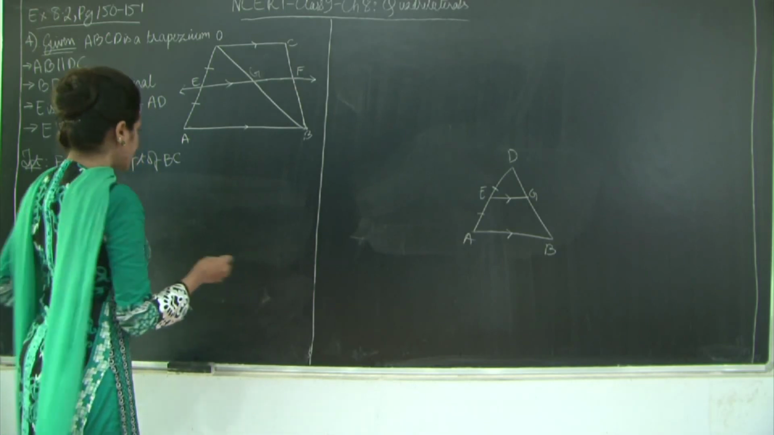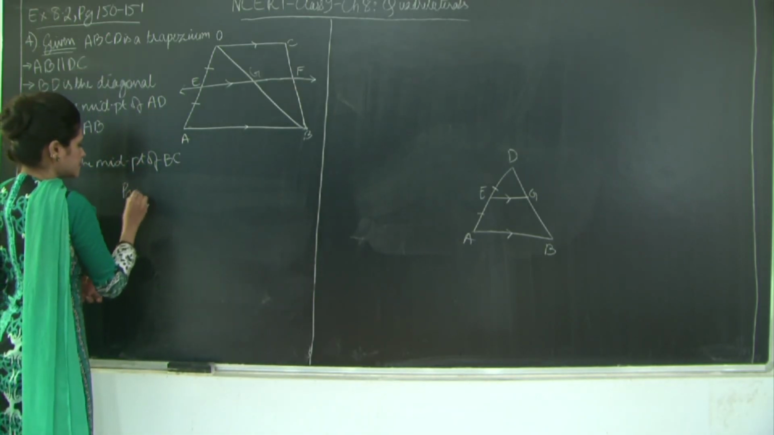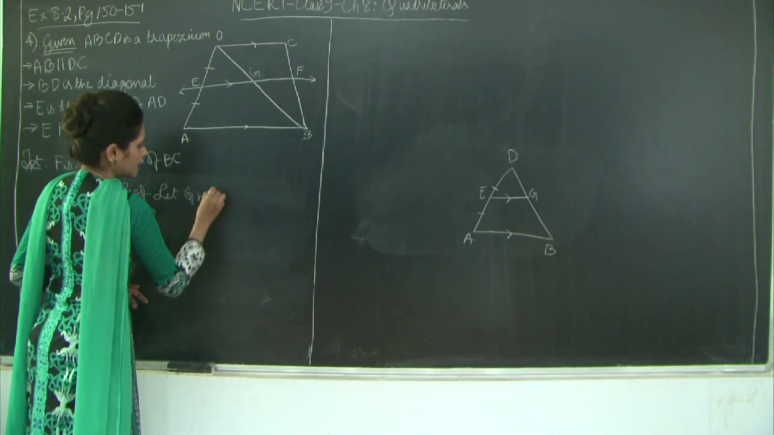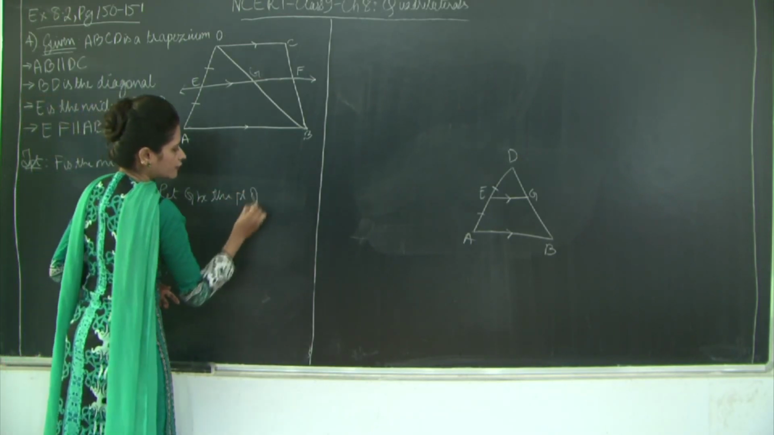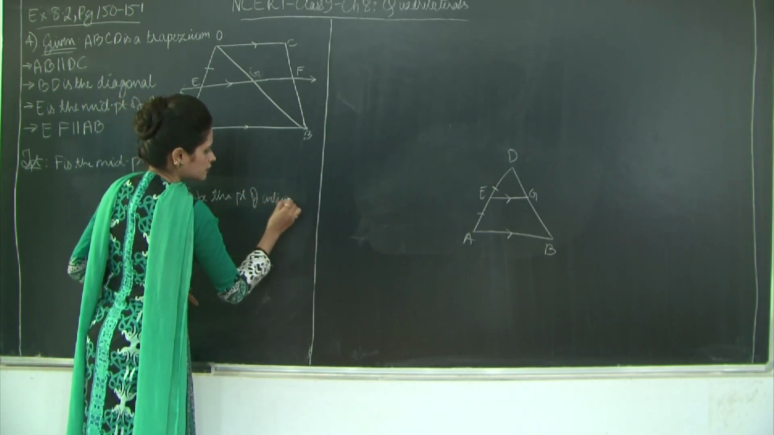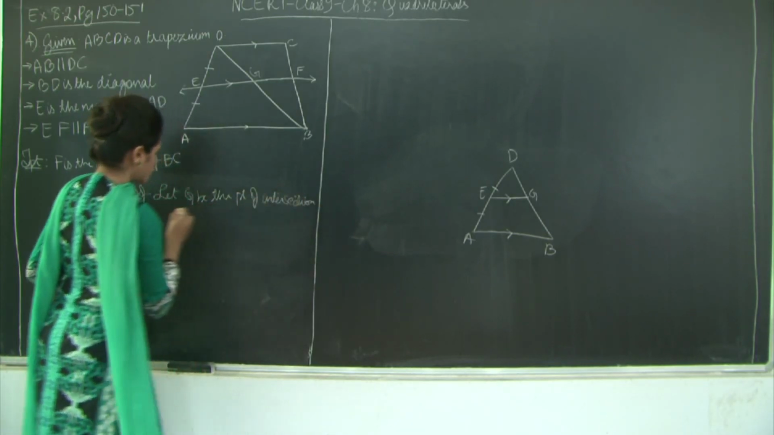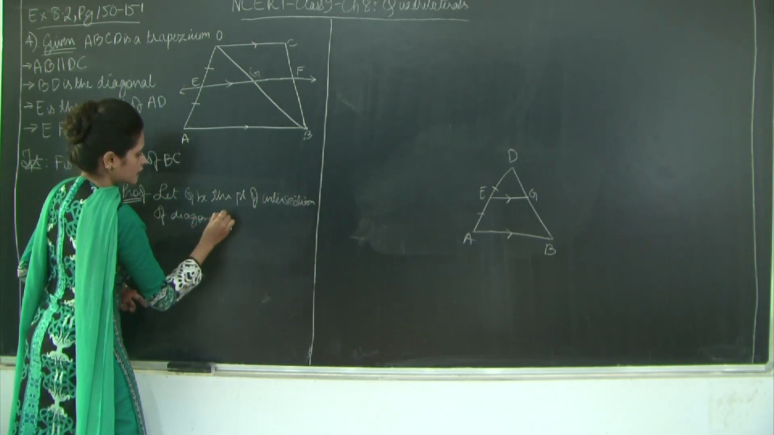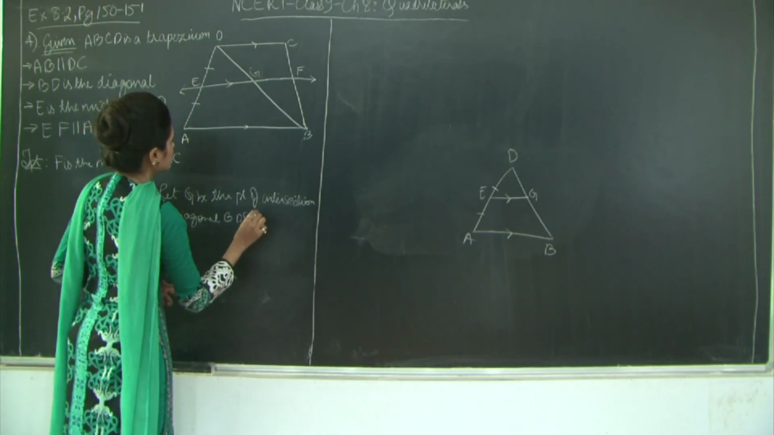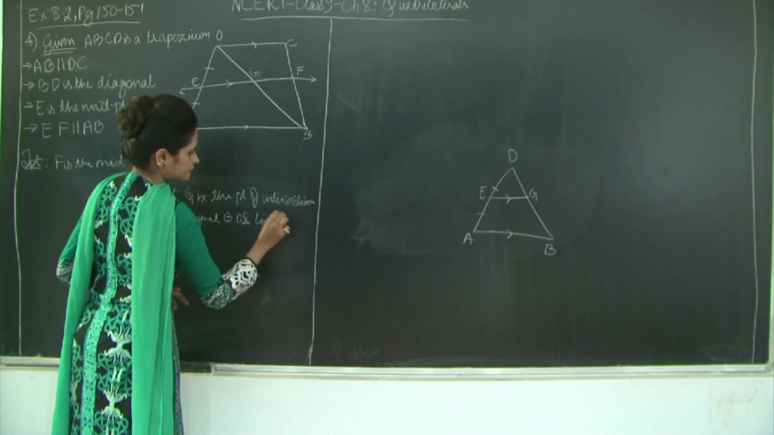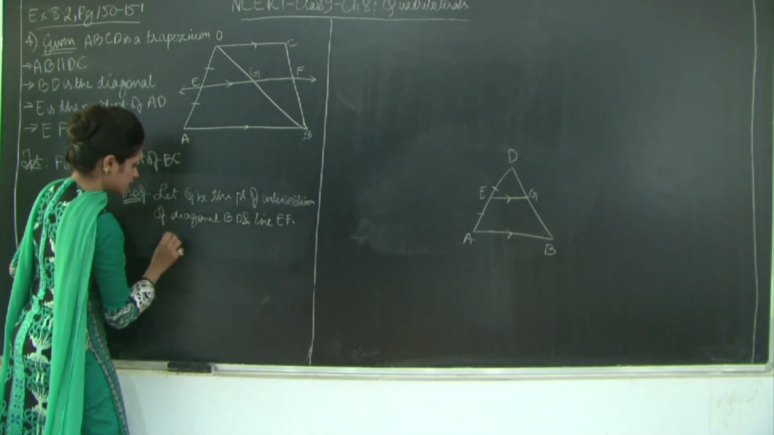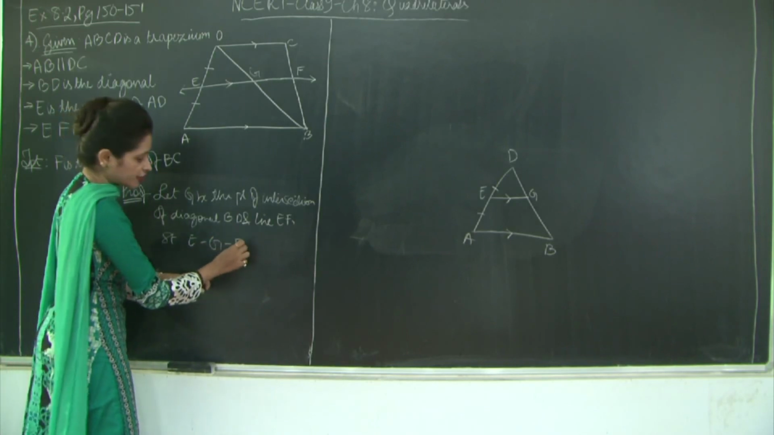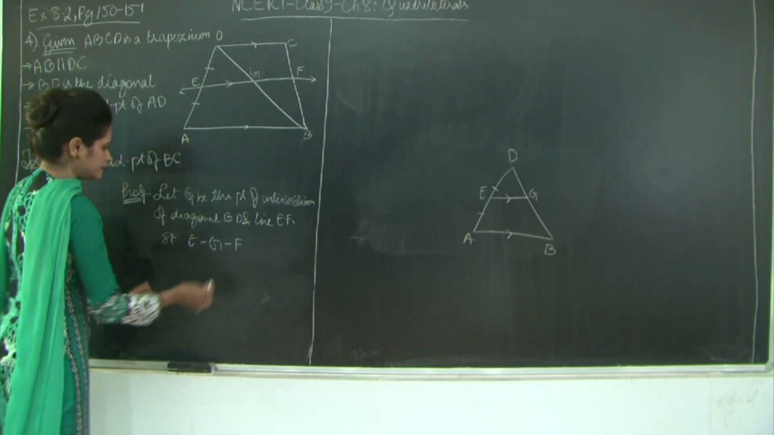So, let us go ahead and write this proof. So, I will say proof, let G be the point of intersection of diagonal BD and line EF such that G lies between E and F. So, when I say E-G-F, it means G lies between E and F.